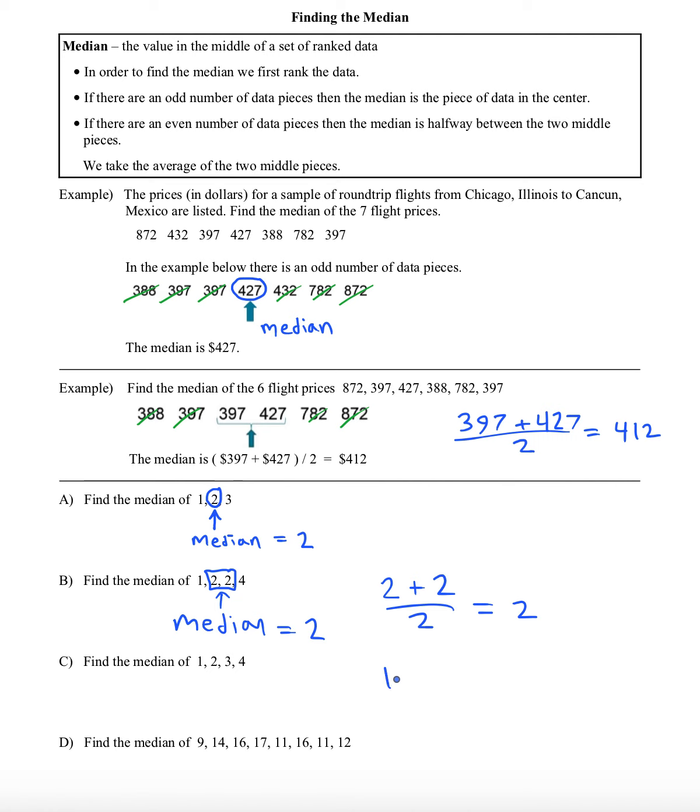Here we have the numbers 1, 2, 3, and 4. We see that the middle here divides the data into 2 parts, and we just want to average these two. So let's do 2 plus 3 divided by 2. That makes 2.5. So the median here is 2.5.